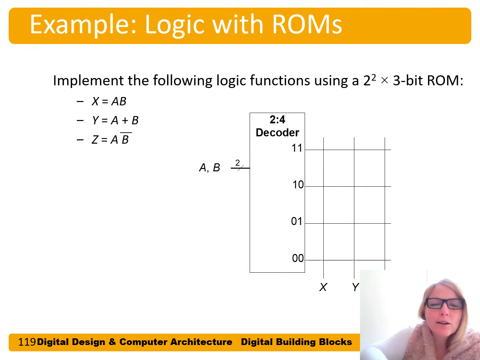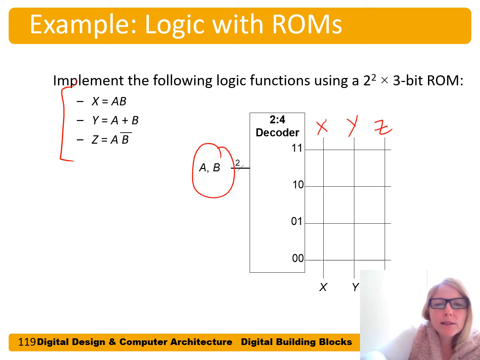So now let's use our ROM, a 2 to the 2 by 3-bit ROM, to perform these logic functions here on the left. We'll put X, Y, and Z, tie them to our bit lines, and put A and B on our address lines. We want to make X equal to A and B, so we'll put a 1 in that bit. Y equals A or B, so we want a 1 when A is true or when B is true. And Z equals A and B bar, so Z would only have a true output when A is true and B is low.